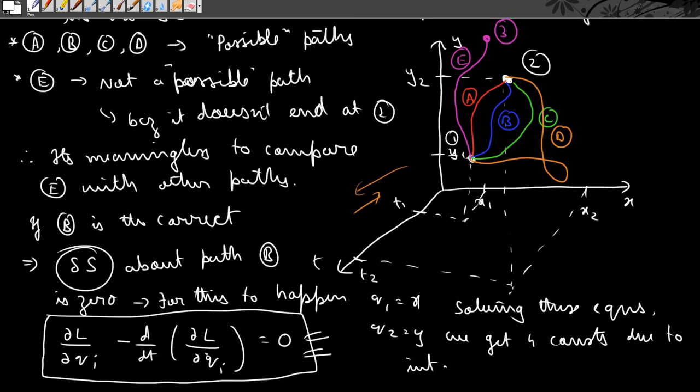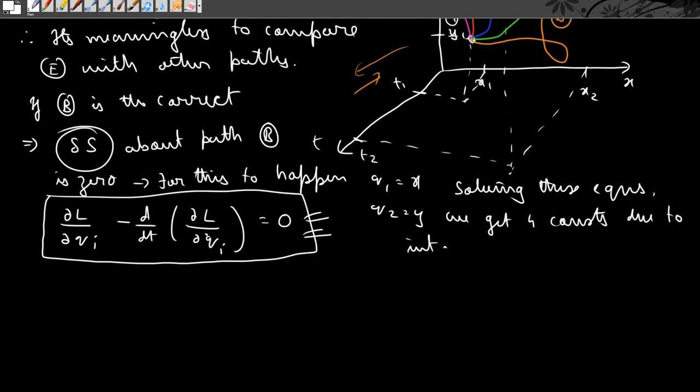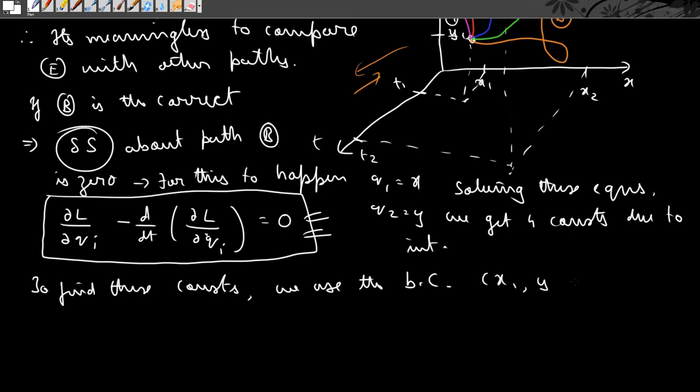Now how do we find the values of these constants? To find these constants, we use the boundary condition, which is the fact that we know x1, y1, t1 and x2, y2, t2. So we use this fact and apply it in our resulting solution and solve the two equations to get the 4 arbitrary constants.